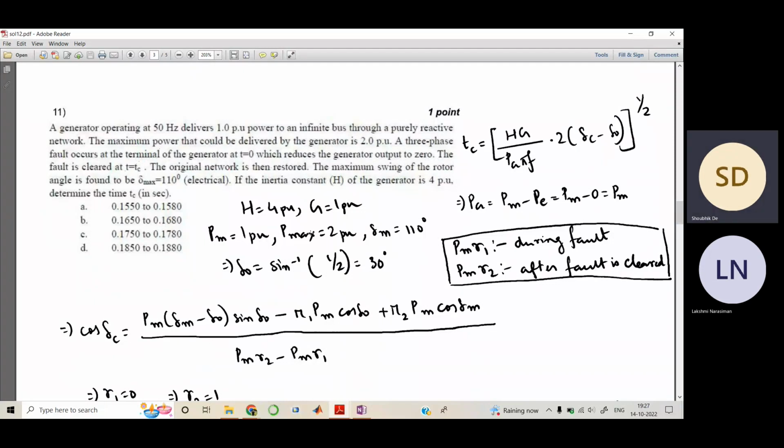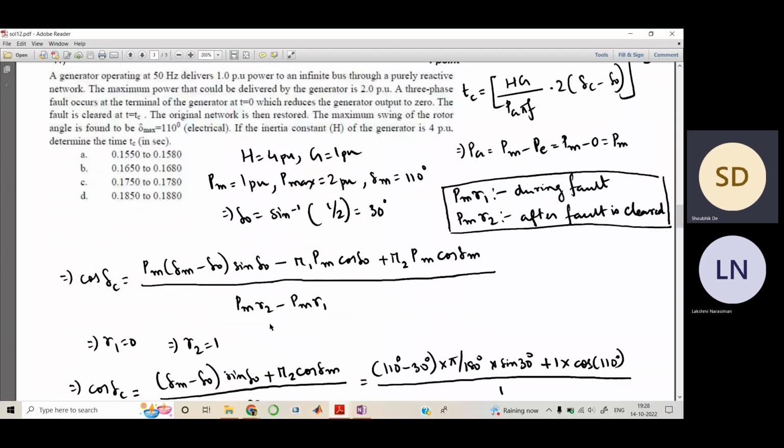One thing here, this Pmax and PM are not the same. I made a mistake, I'll correct this. This would be Pmax, not PM, so don't confuse this with this. This will be Pmax, and in this formula also it will be Pmax. I'll just correct it while uploading.